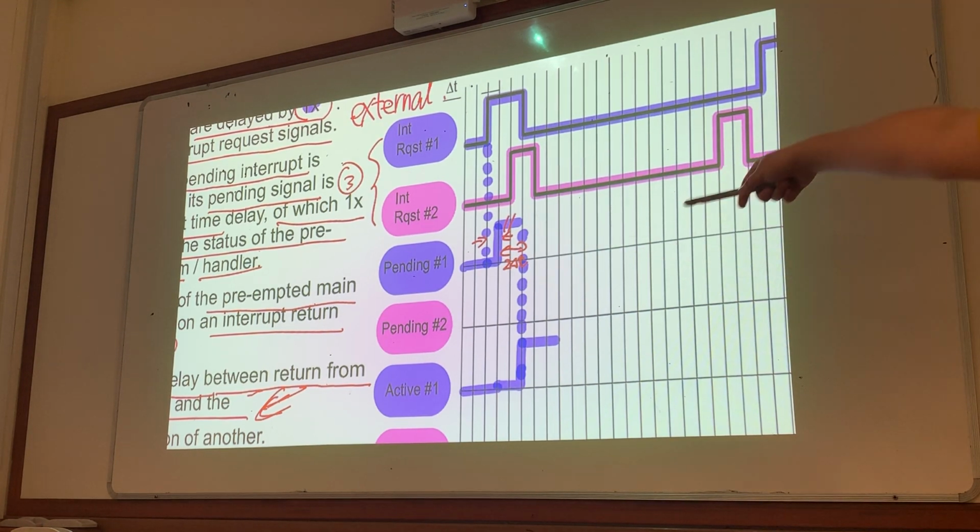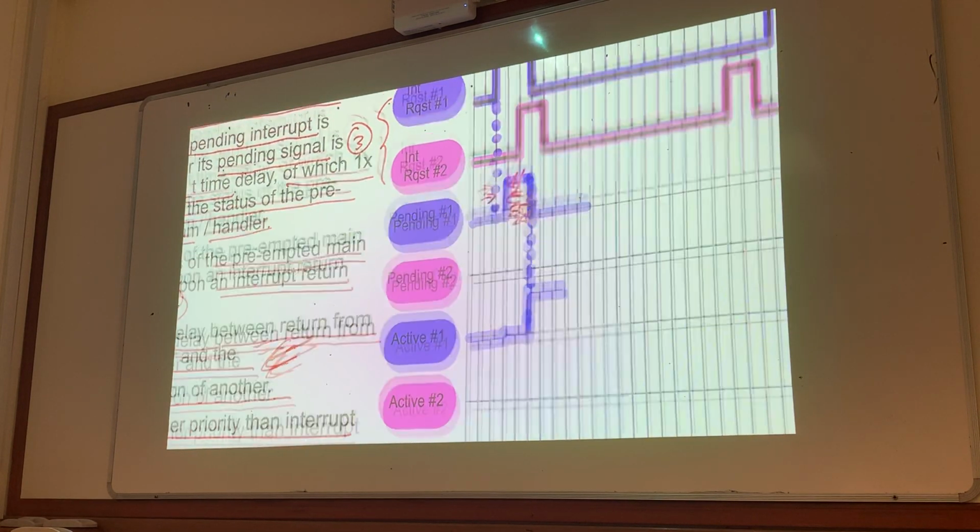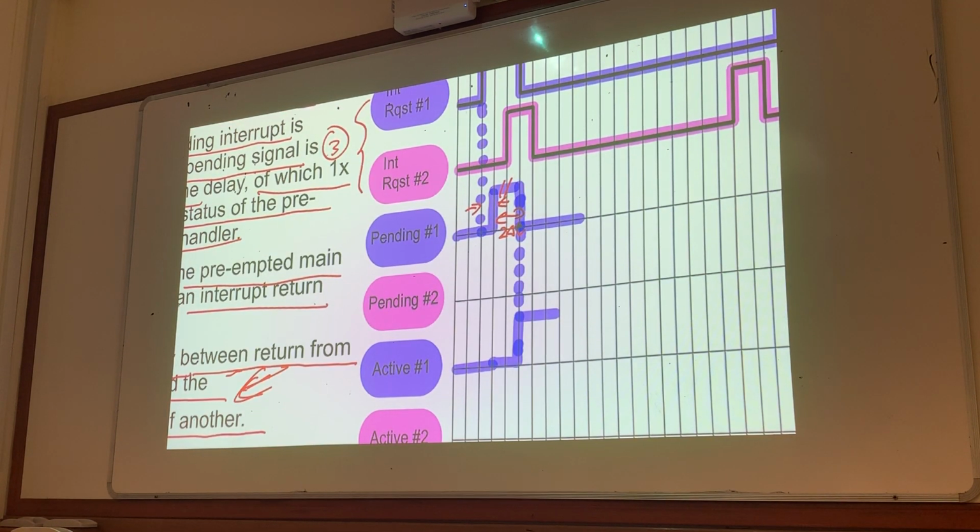And once your active signal goes high, what happens to your pending? The pending flag will be cleared, so it will go down in this way. Then let's see what's happening for interrupt 2. You see, during this moment, interrupt 2 happened. For interrupt 2, again, it will stay at 0 all the way until this moment, when an external signal comes. Again, you will have 1 delta time delay, right? After 1 delta time, your pending will go up.